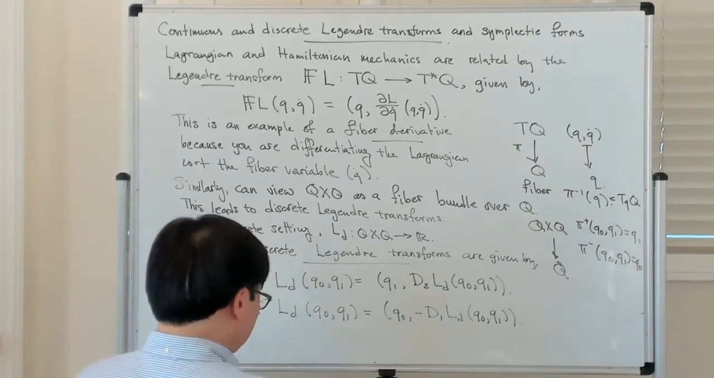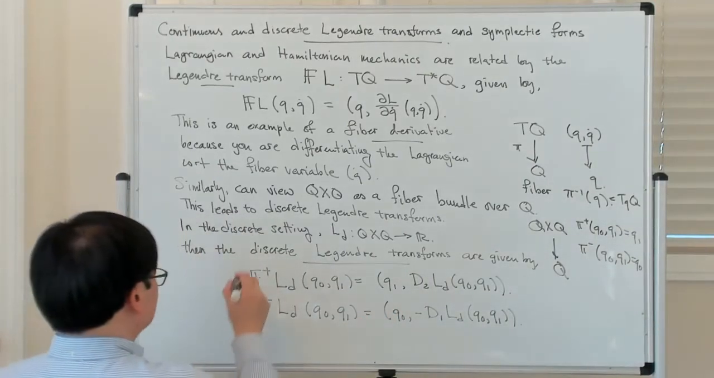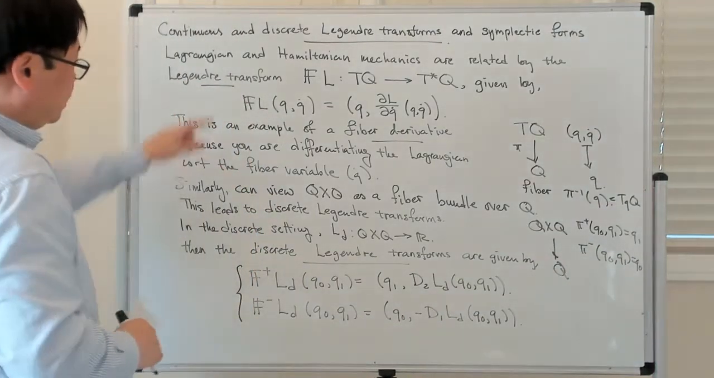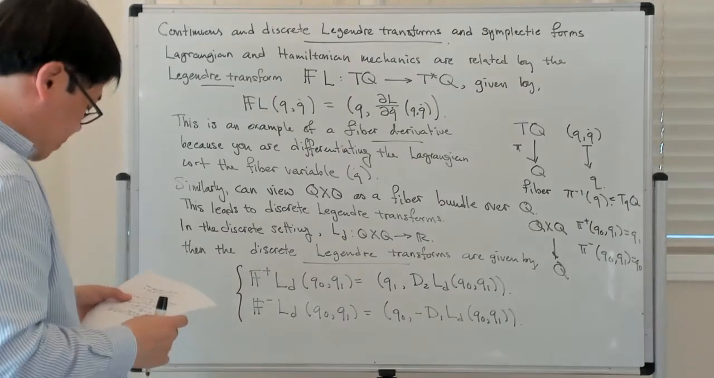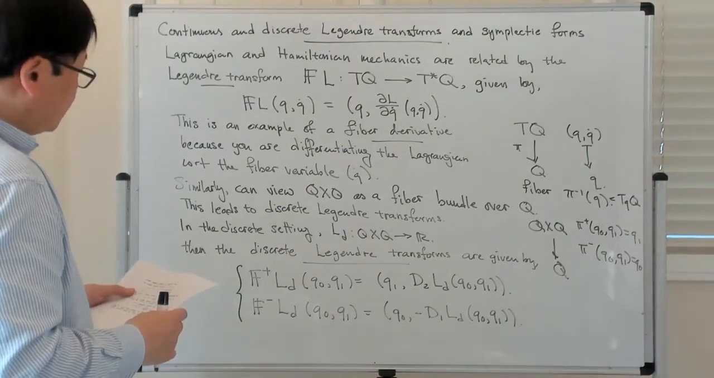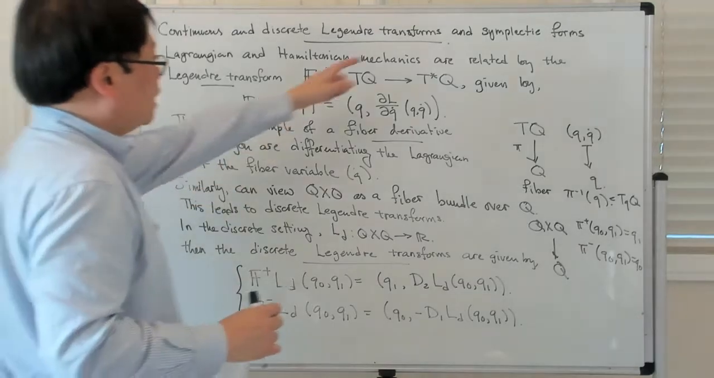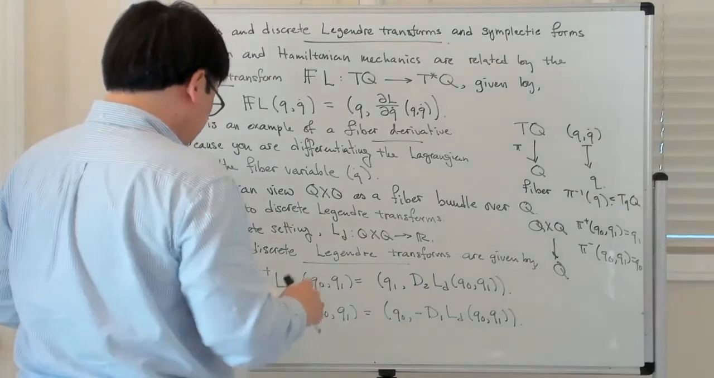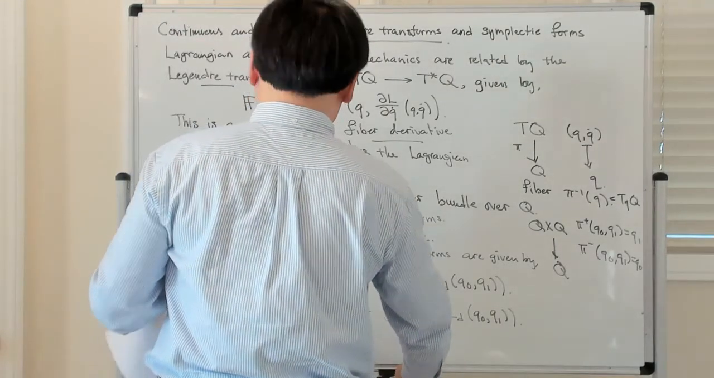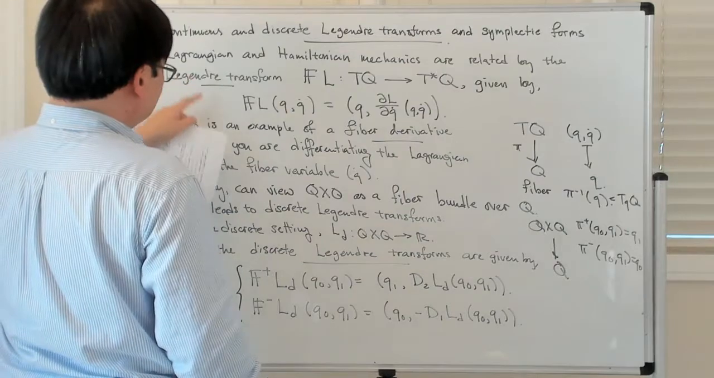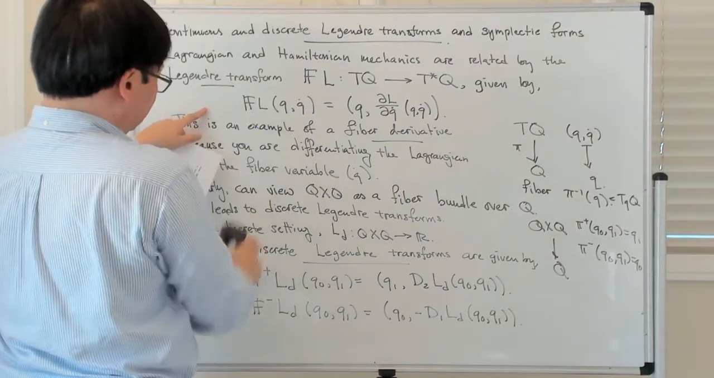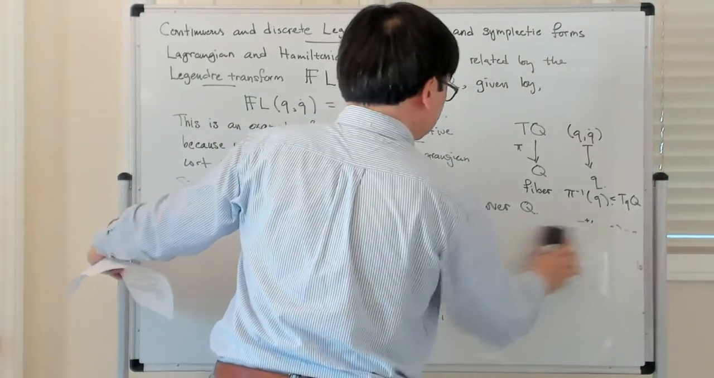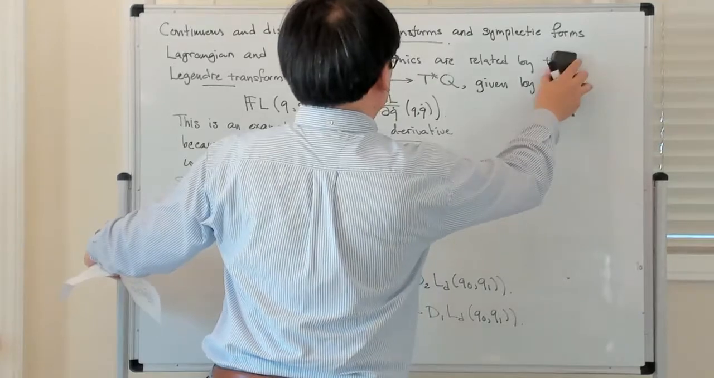So now you have two discrete Legendre transforms, in contrast to the one which you have in the continuous case. I did want to say how this is related to symplectic forms, and let's see how all this is related. I'm going to erase the board, but I'm going to copy the definition of the continuous Legendre transform down here. And let's just see what happens.